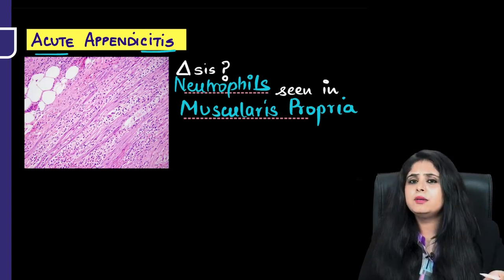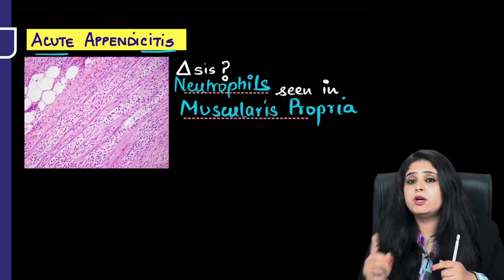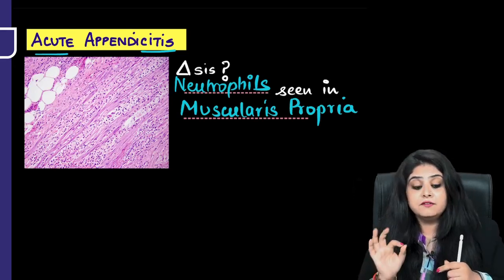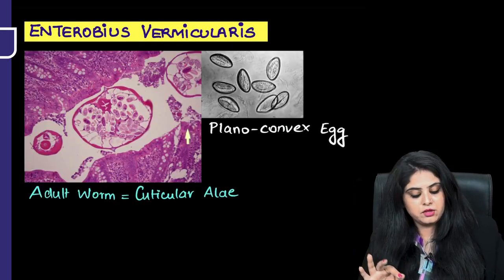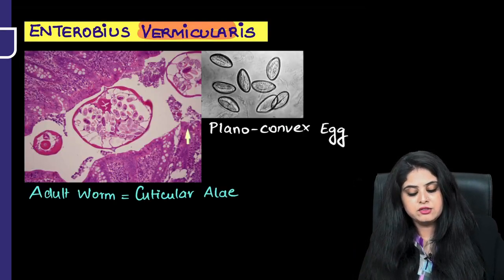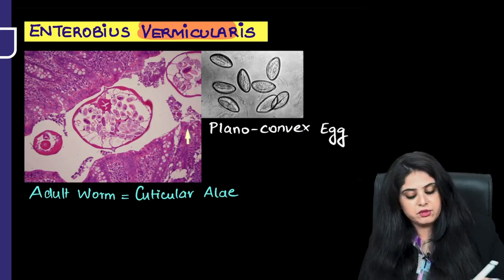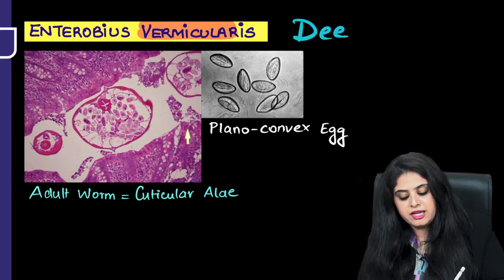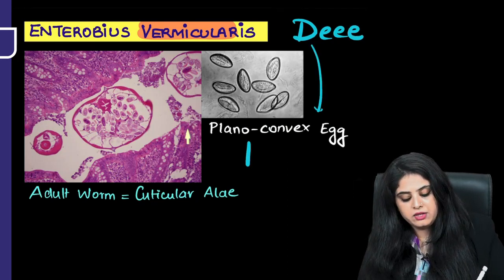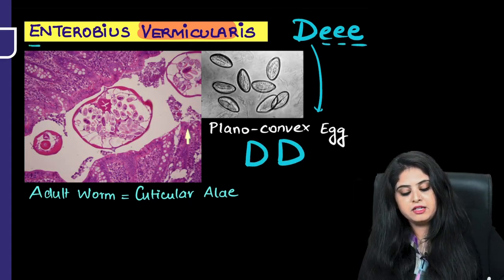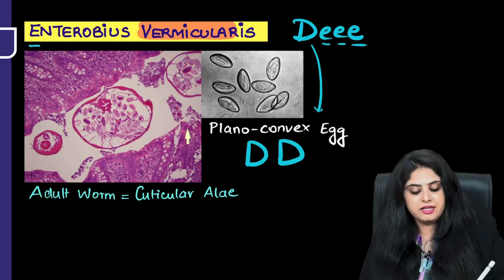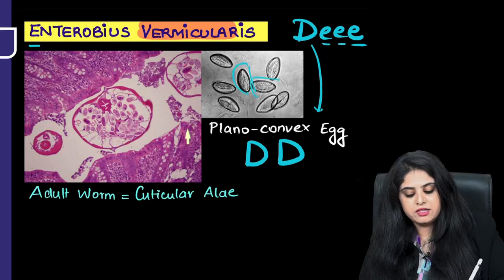Because I'm talking about the appendix, is there any worm in microbiology, parasitology that goes into the vermiform appendix? Enterobius vermicularis, of course. Enterobius vermicularis goes into the vermiform appendix, and if you remember, Enterobius vermicularis shows you a D-shaped egg. D will remind you of this, plano-convex, and E will remind you of Enterobius. So the plano-convex egg that you're seeing over here is of Enterobius.